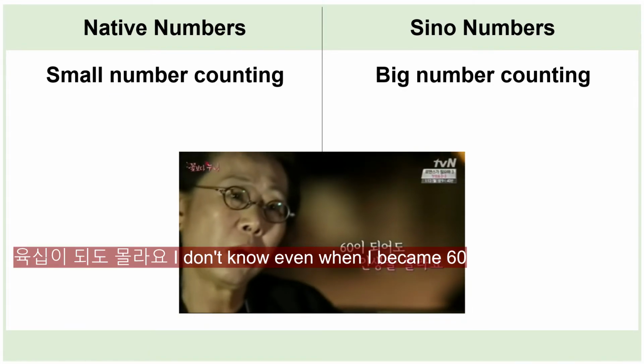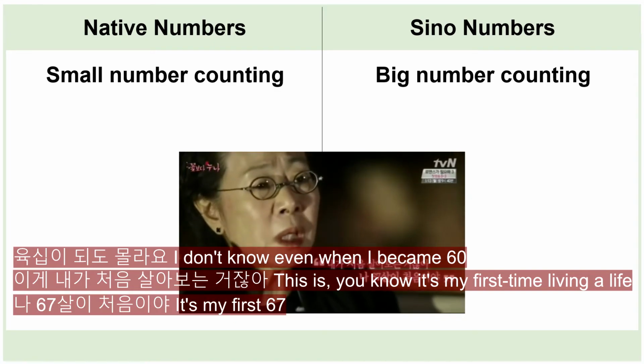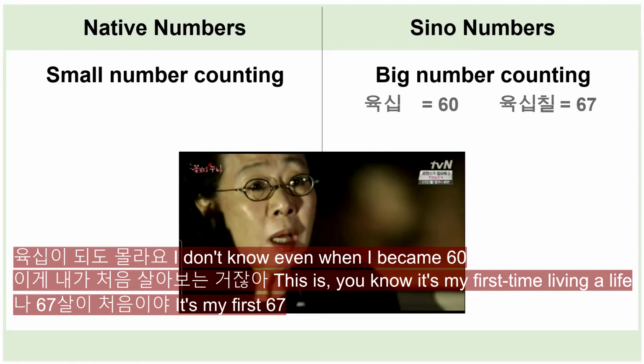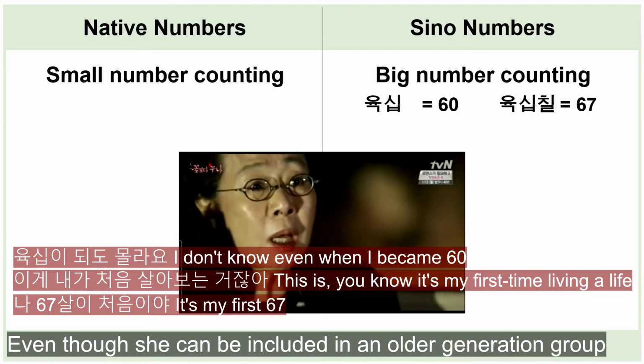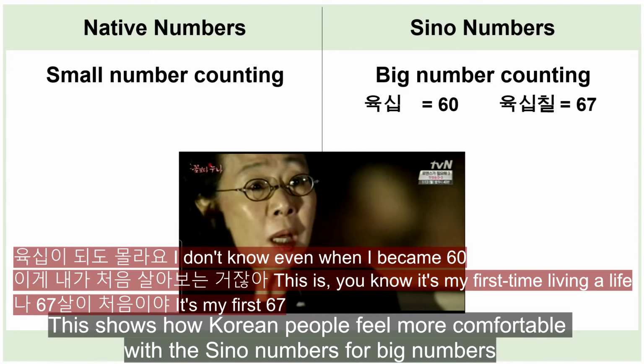60이 돼도 몰라요. 이게 내가 처음 살아보는 거잖아. 나 67살이 처음이야. She said 60 and 67 with the Sino numbers. Even though she can be included in an old generation group, she used the Sino numbers for big numbers. This shows how Korean people feel more comfortable with the Sino numbers for big numbers.